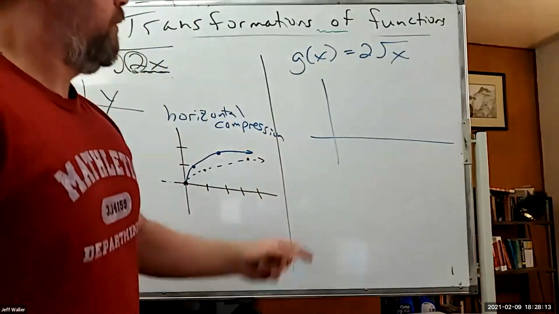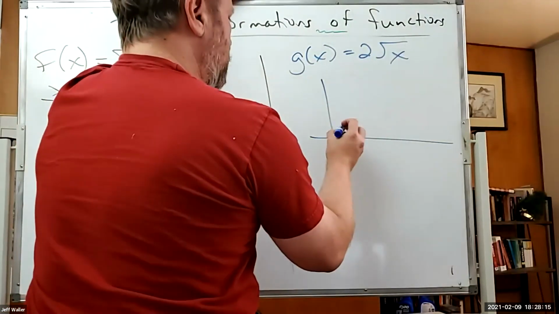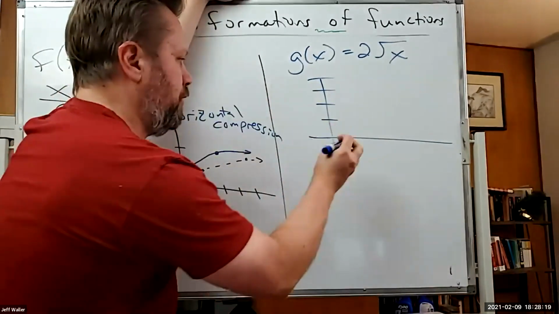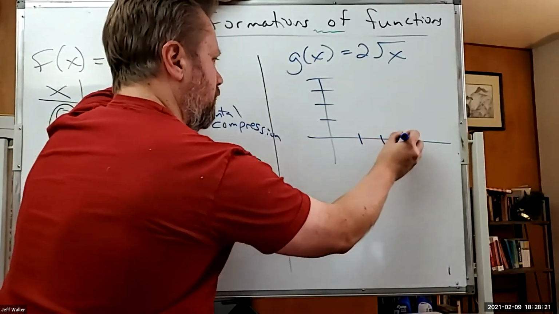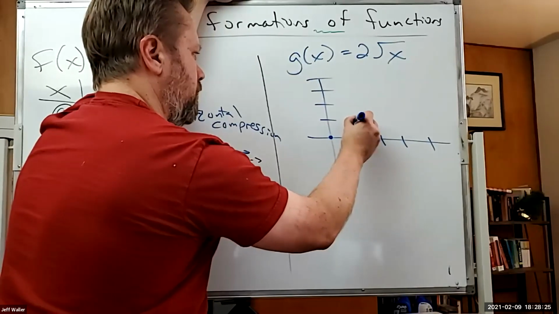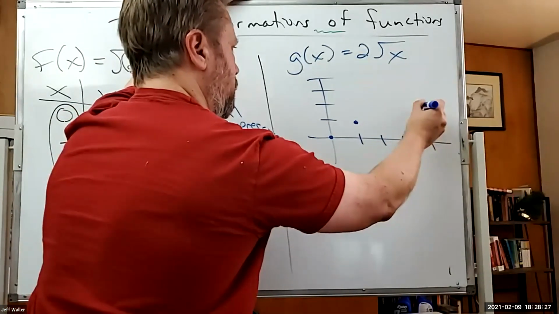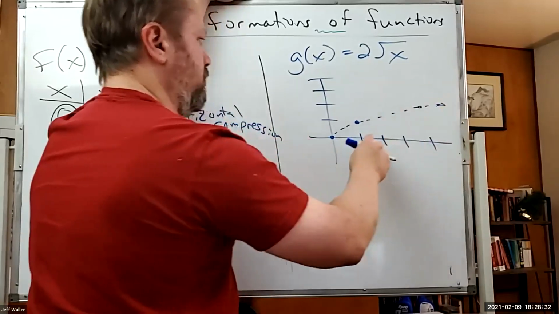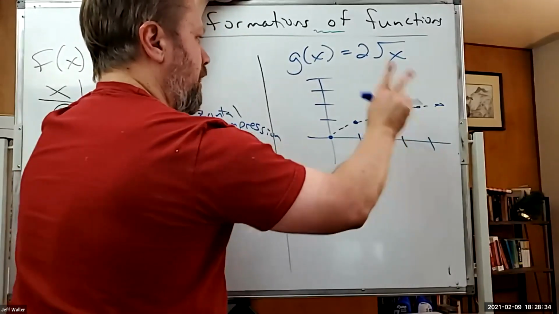All right. And again, I really want you guys to get this. You're not going to get points unless you give me a base function. 0, 0, square root of 1 is 1, square root of 4 is 2. There's my base function without any transformations. I really did a horrible job. I'm going to let it go.